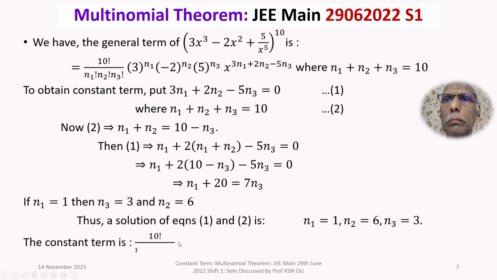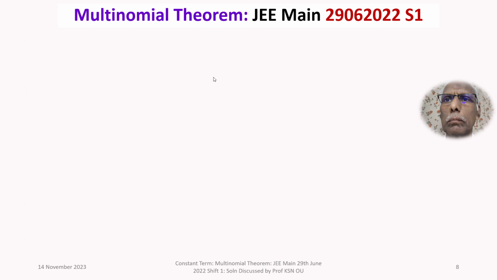In the general term, we substitute n1 is equal to 1, n2 is equal to 6, n3 is equal to 3. Then we get 10 factorial by 1 factorial into 6 factorial into 3 factorial, multiplied by 3 power 1, minus 2 power 6, 5 power 3. These are the values we have put, and this is the constant term. And this is of the form 2 power k into L, where L is odd, and we are required to find the value of k. So we do it in the next slide.